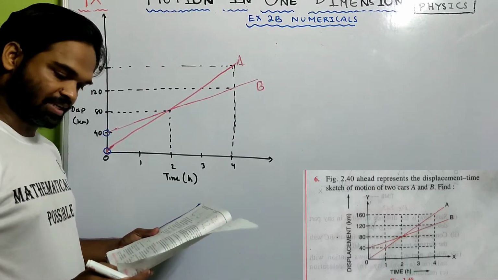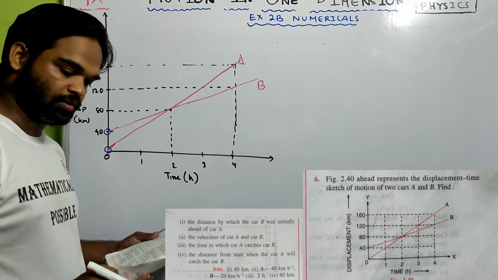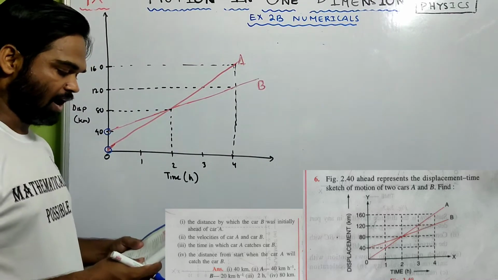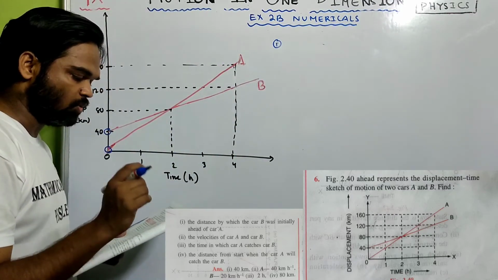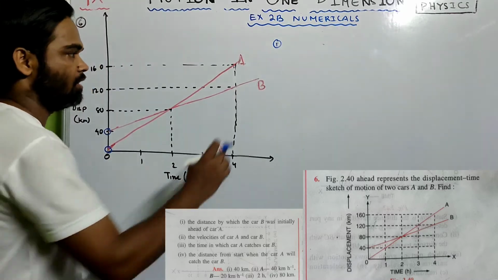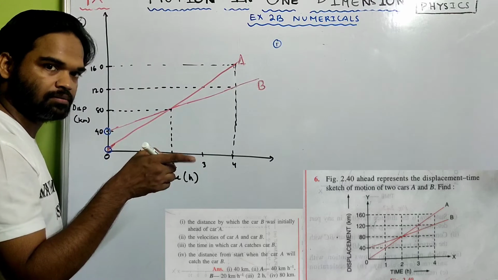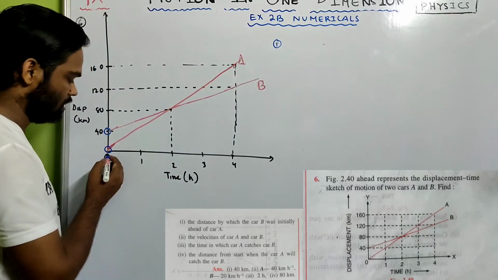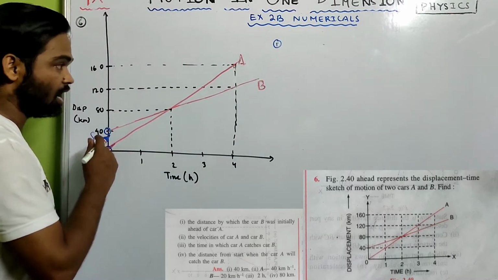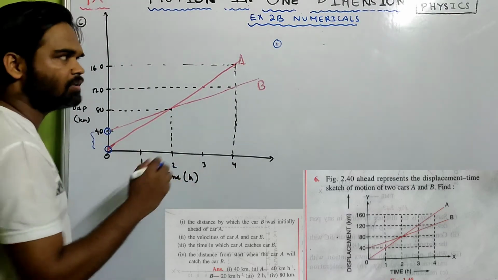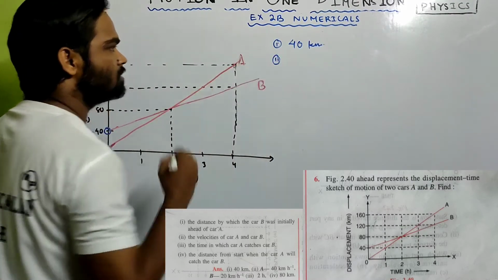Now look at sum number 6. This figure represents the displacement time graph of the motion of 2 cars A and B. Find number 1. The distance by which car B was initially ahead of car A. This is your car B. It started at 40 km and car A is at the initial point only, which is 0. So car B is ahead of car A by how much? By 40 km. So that is your first answer.